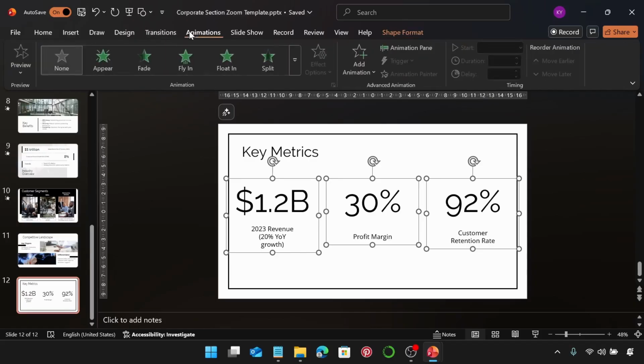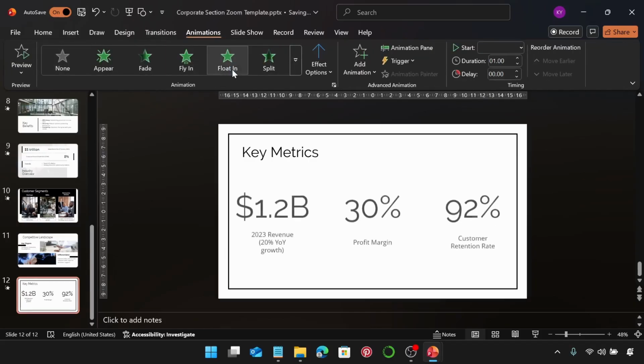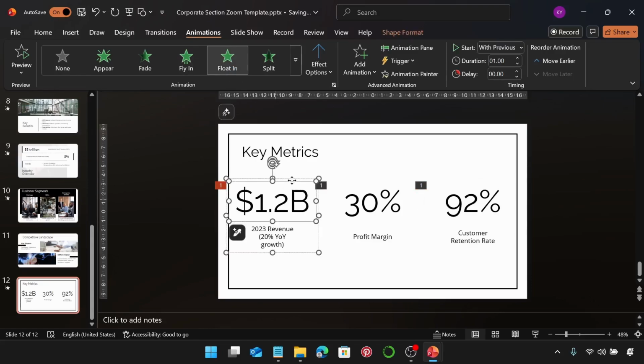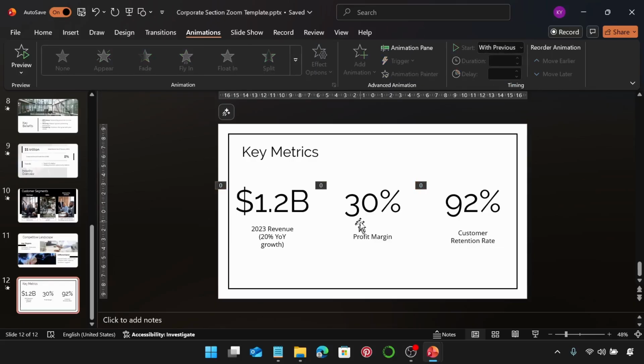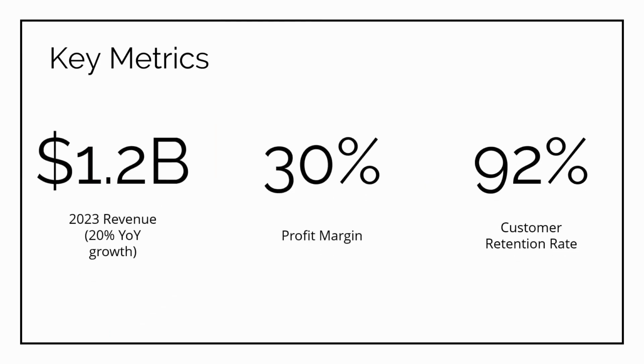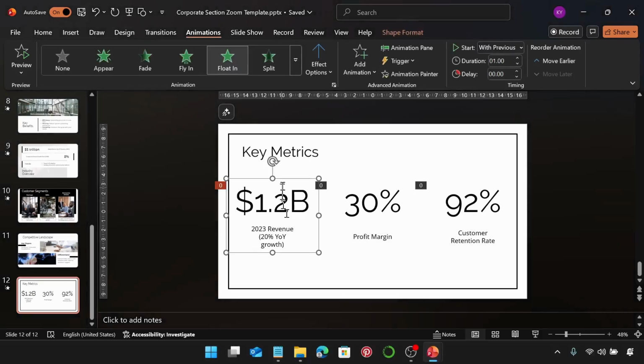Now while these three are selected, let's go on to add our animation. So go over to the animations tab and then select float in. Start with this first one. Go to start, make it with previous. This one, make it after previous, and this one also is going to be after previous. I just want to check to make sure. Well, best way to see whether it's working fine is just to see it in the slideshow tab. So let's go ahead, and I was right, something was wrong because I noticed that the numbers weren't changing.